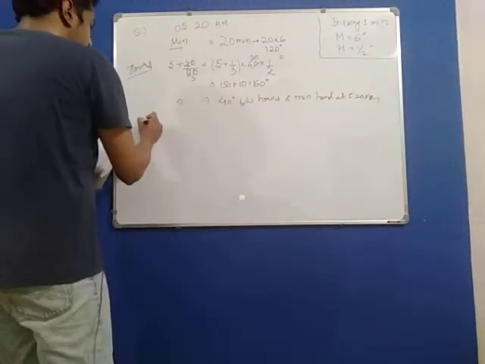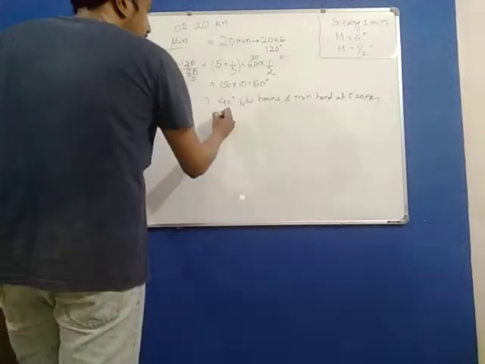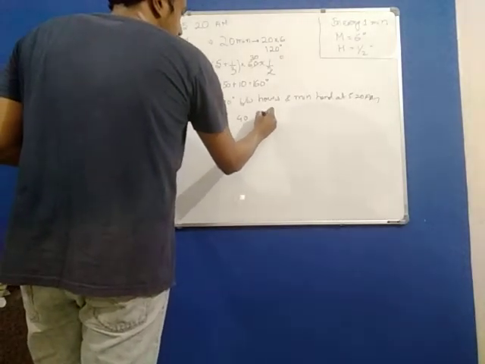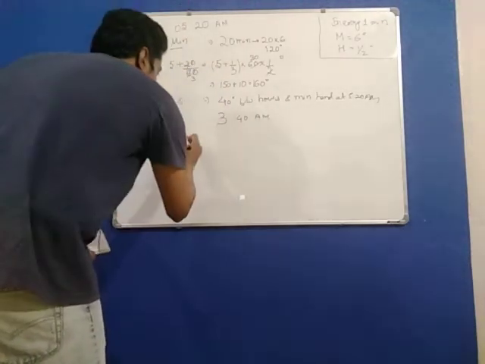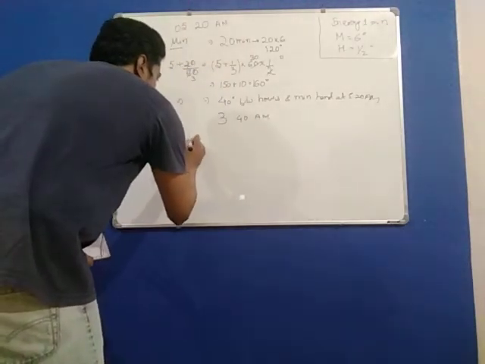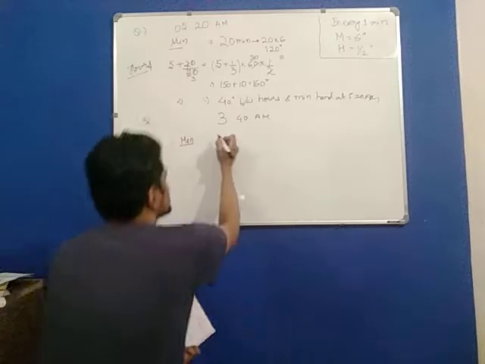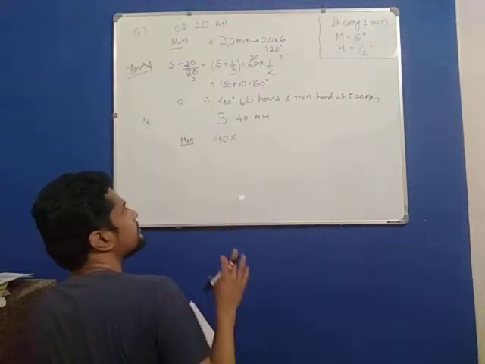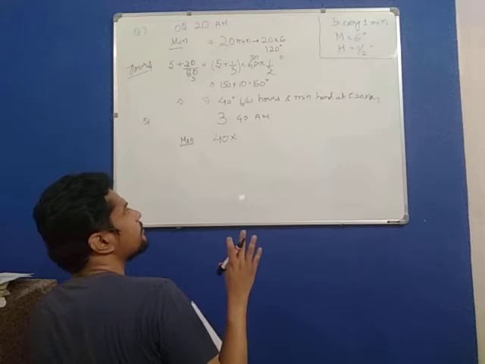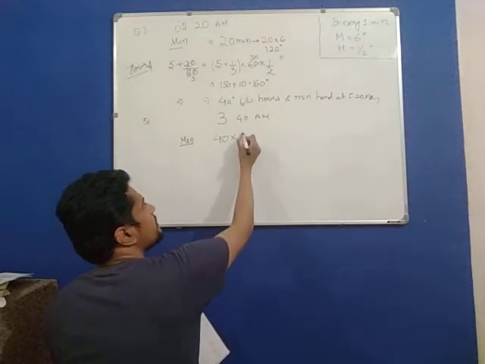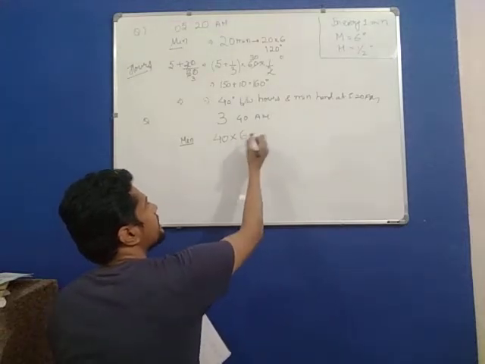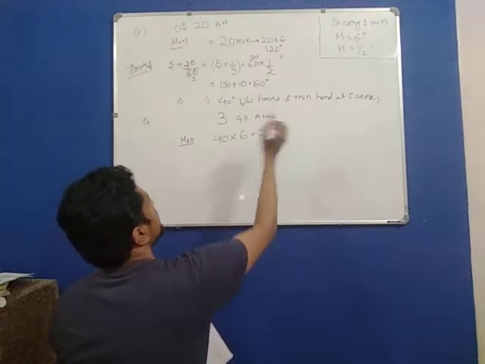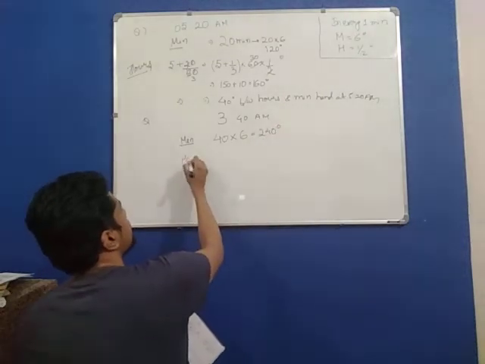Similarly, the next question is we have to find the angle between the hours and the minutes hand at 3:40 am. Now again, let us first find out for the minutes hand. The minutes hand has moved through 40 minutes. We know that the angle subtended by the minutes hand in every 1 minute is 6 degrees. So in 40 minutes the minute hand will subtend an angle of 40 into 6, that is 240 degrees.